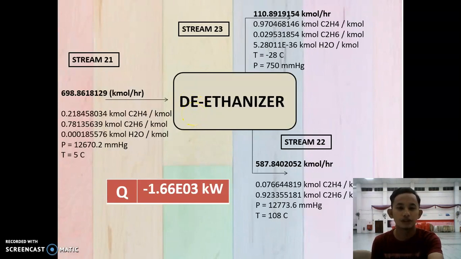And for the liquid stream, which is stream 22, the mole flow rate is 587.84 kmol per hour, and the temperature is 108 degrees Celsius, and the pressure is 12773.6 mmHg. And the heat release was negative 1.66 and power of 3 kilowatt.